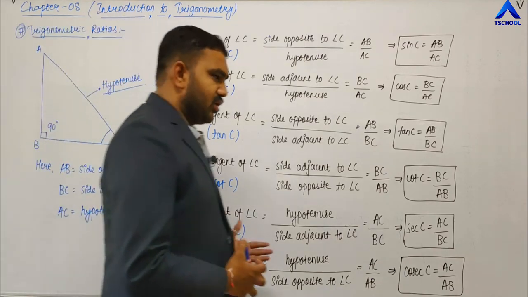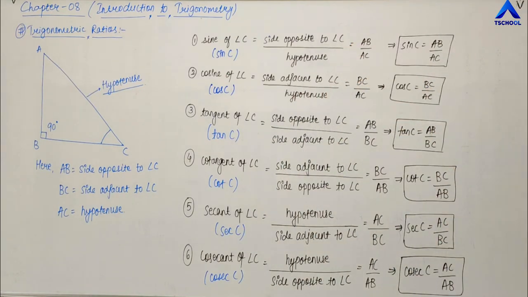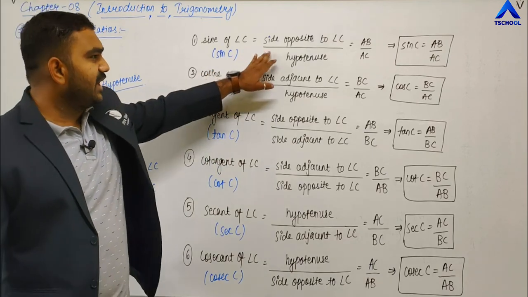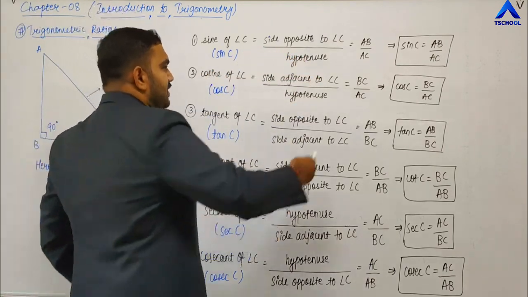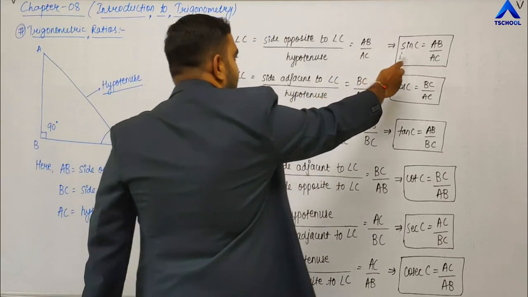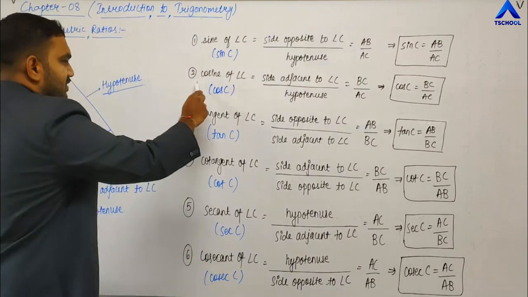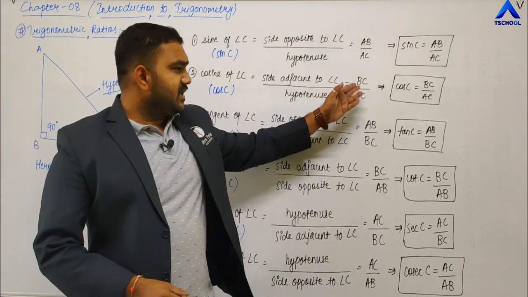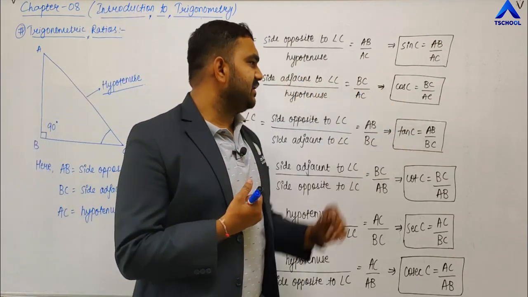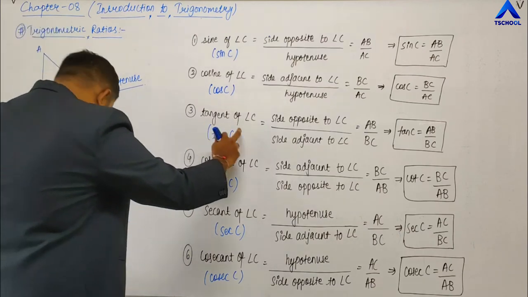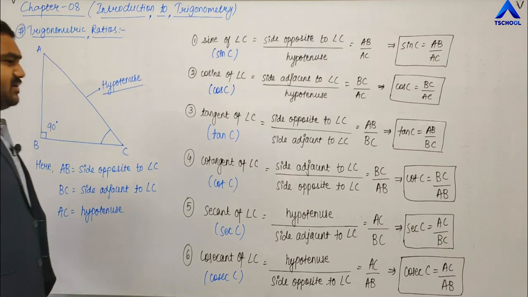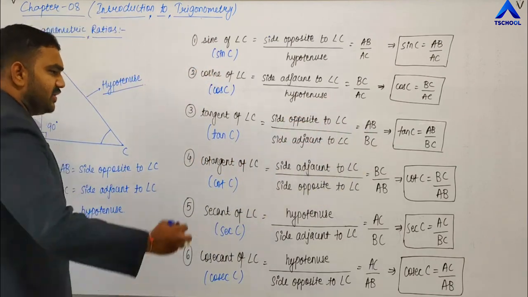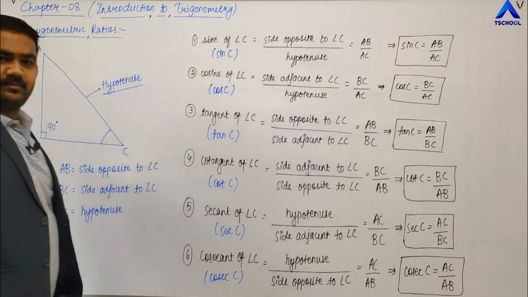So again, let us quickly discuss what are the trigonometric ratios that we got from this triangle. That is the first one, sine of angle C, that is sine C, is equals to side opposite to angle C upon hypotenuse, which is written as AB upon AC. That means sine C is equals to AB upon AC. The second one, cosine of angle C, that is written as cos C, is side adjacent to angle C upon hypotenuse, written basically as BC upon AC. So directly cos C is equals to BC upon AC. The third one, tangent of angle C, that is tan C, is written as side opposite to angle C upon side adjacent to angle C, that is AB upon BC from the figure. So directly we can write it down like tan C is equals to AB upon BC.